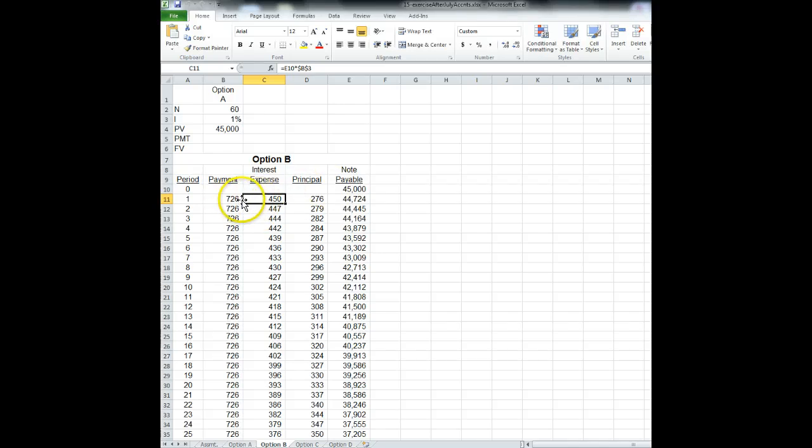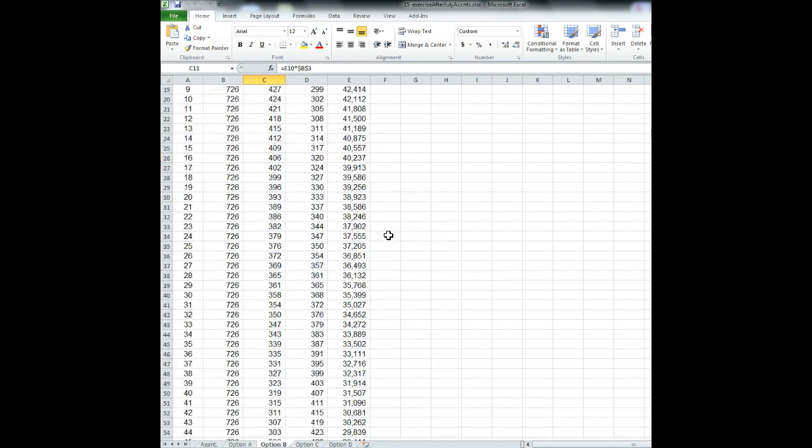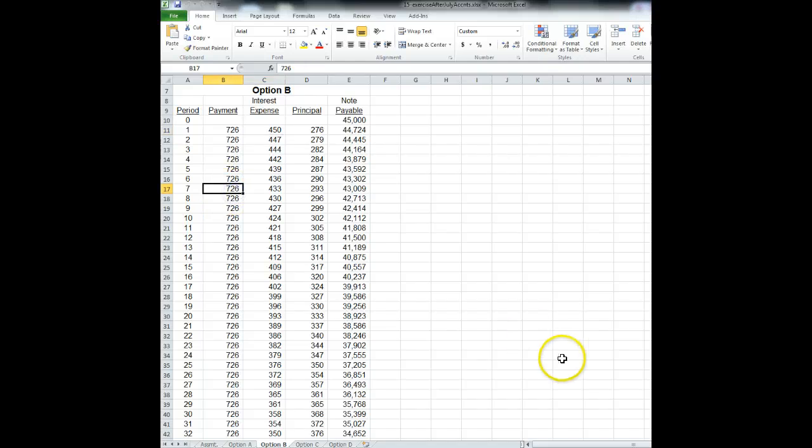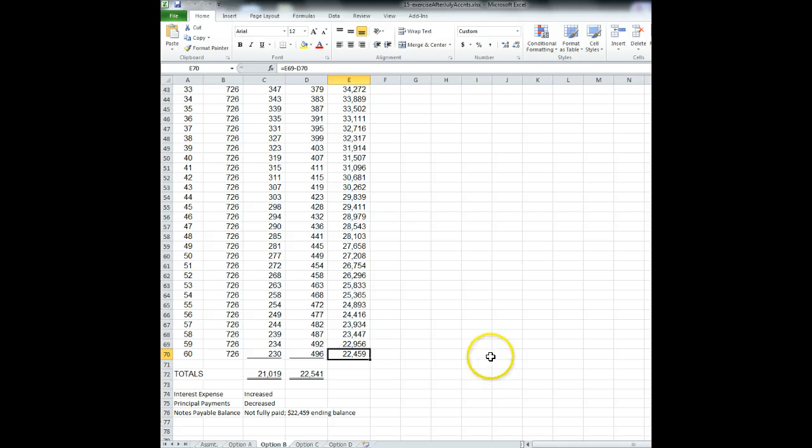And then of the $726, if $450 is for interest, then how much is for principal? And then that principal payment reduces my note balance. But by the time you get to the very end, the question is, if I don't have as large a payment, what's the ending balance? Am I going to have an ending balance? And yes, you should, at the very end.